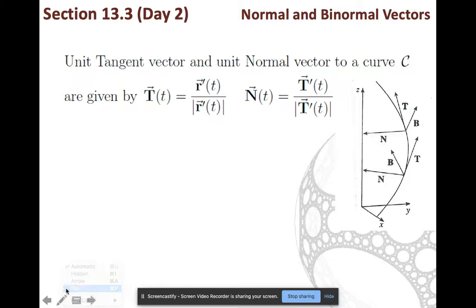Hello, multivariable kids. Let's do some normal and binormal vectors. Look at that drawing. Oh my gosh.